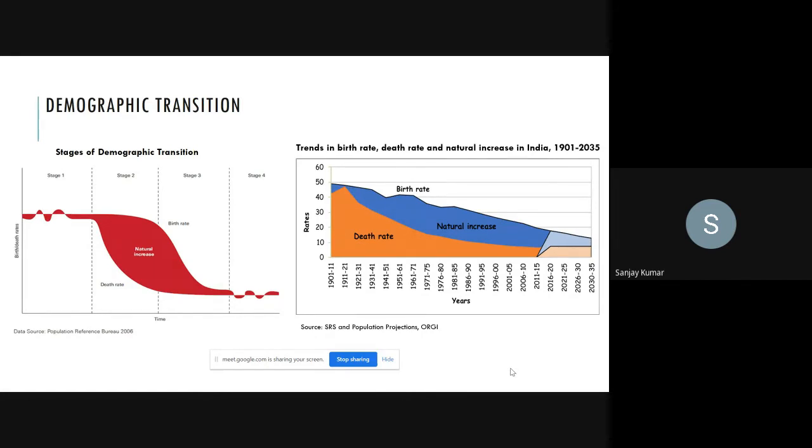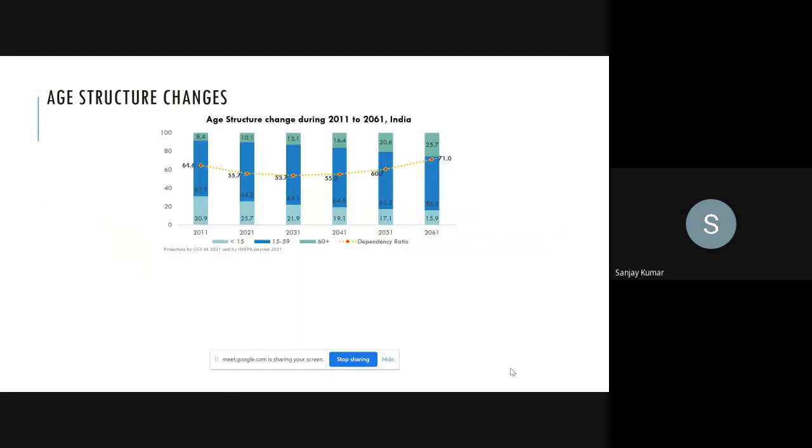And now today in 2021, we are actually at the end of stage 3, where the death rate is already low and the birth rate is also coming down. As you all know, India has achieved the replacement level of fertility. So when these changes happen in the fertility and mortality conditions of the population, there are inherent age structure changes.